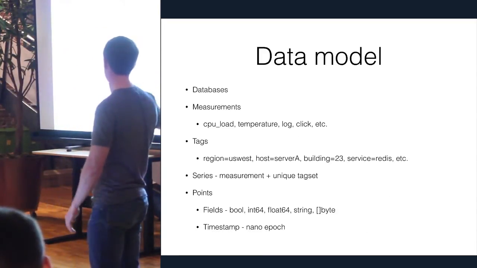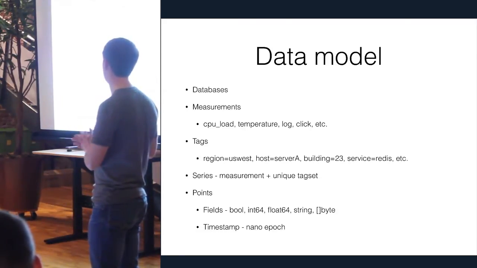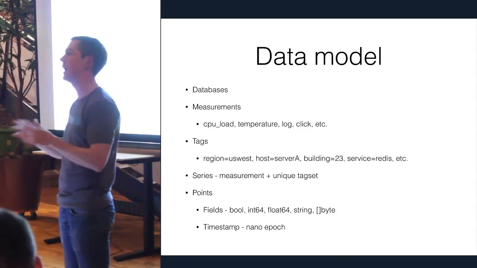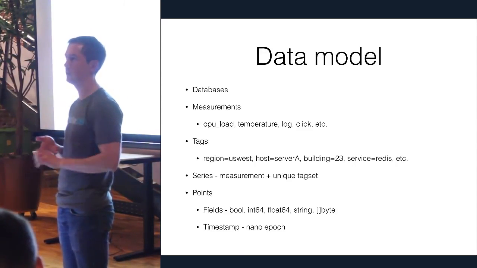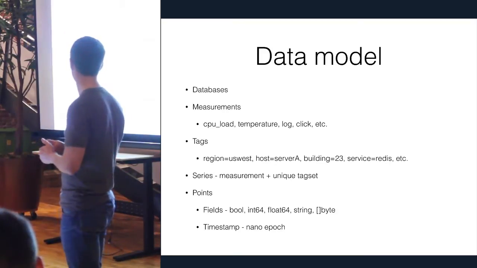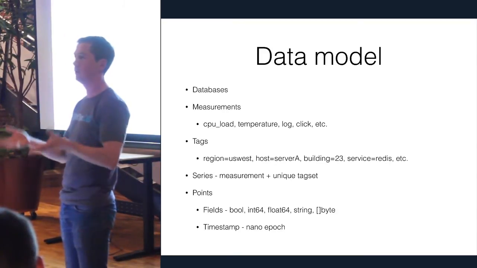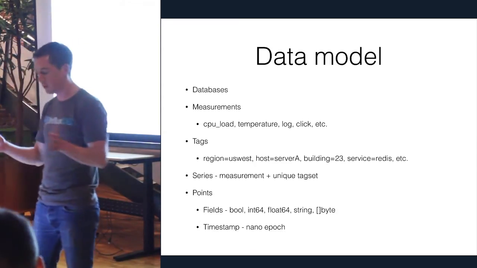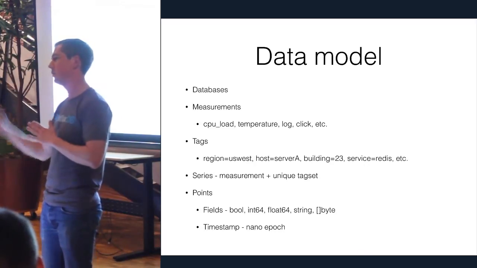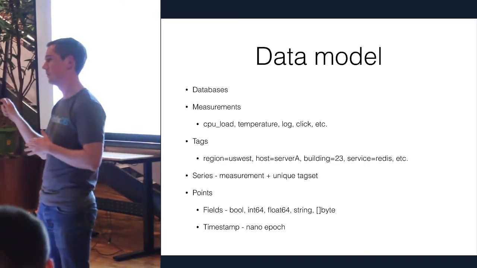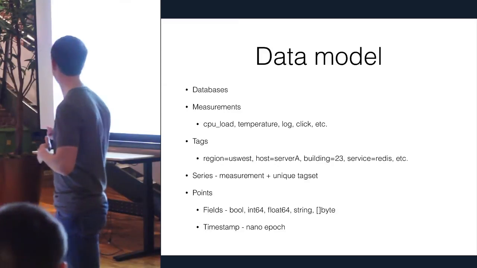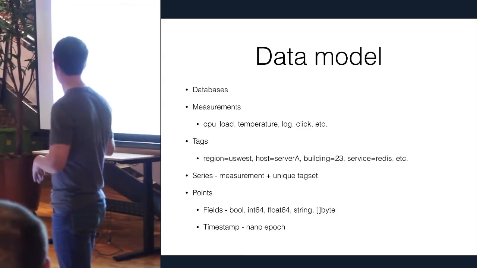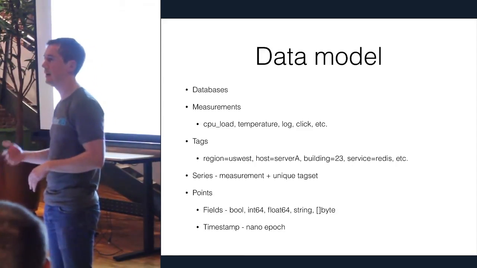Then within the series, within a specific series, you have data points. Data points have fields which can store different kinds of values: booleans, integers, float64, strings, or bytes. So unlike a pure regular time series database like Graphite or OpenTSDB, in those you essentially have your series and you have a single value, which is a float64. With Influx, you can have multiple values associated with each individual data point. And then finally, you have a timestamp, which is a nanosecond epoch.